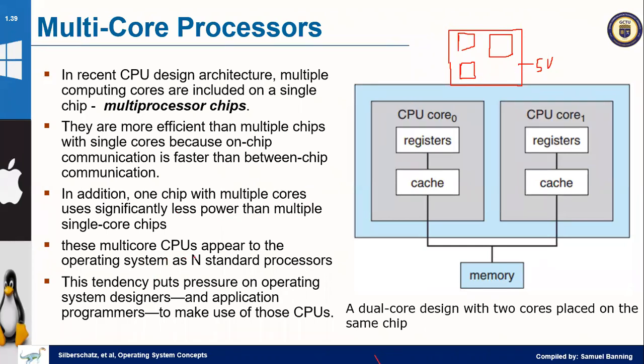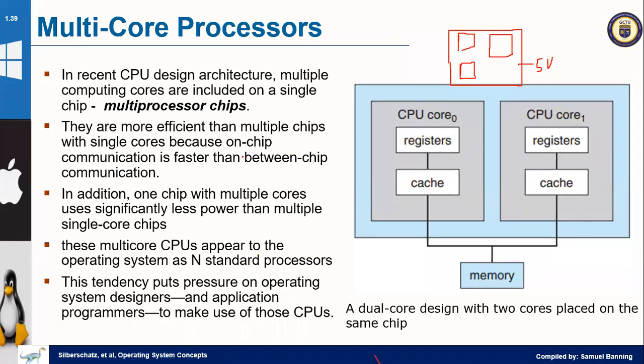These multi-cores appear to the operating system as N standard processors. Even though they are all on the same chip, the operating system still sees them as 3 individual processors. So it doesn't make any difference. The technology is only to save resources, to make use of the resources in a judicious manner. Okay, so that is the multi-core processor.